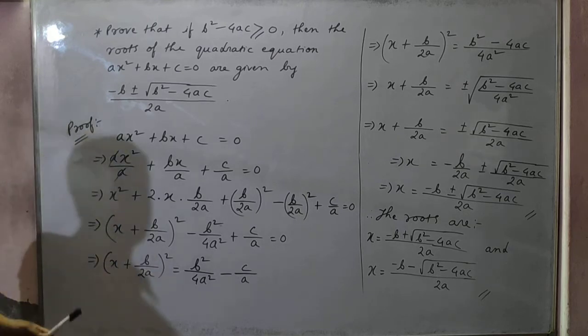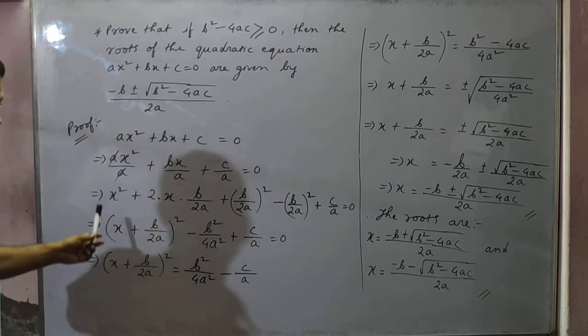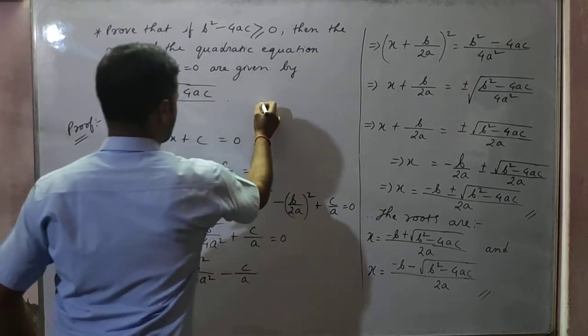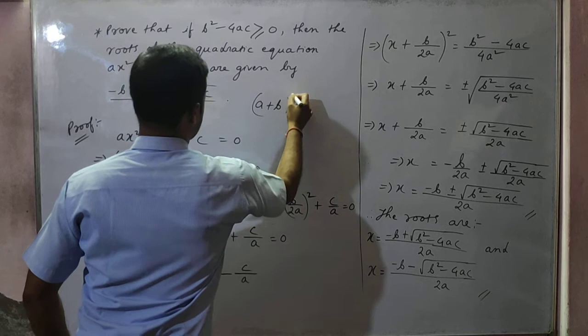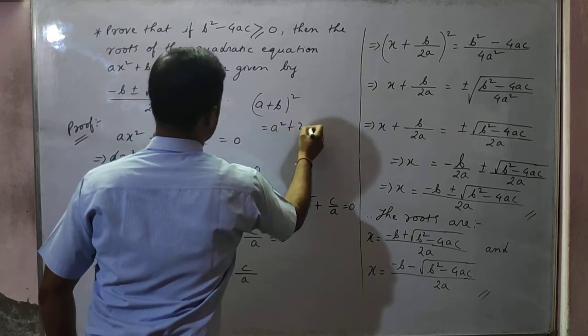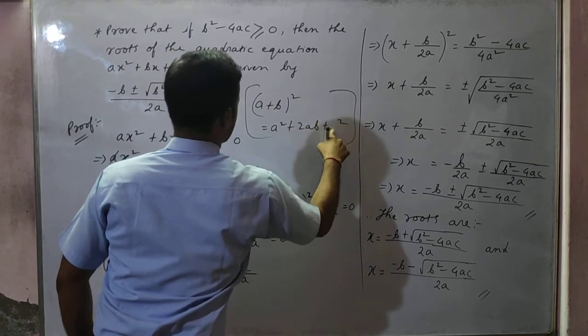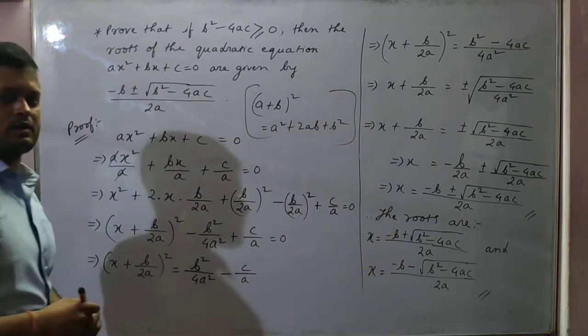X square. Now, just like what we did, x square is there. So once again here plus sign is there, so I will form a plus b whole square. So a plus b whole square is a square plus 2ab plus b square, isn't it? So this is the formula we'll use.